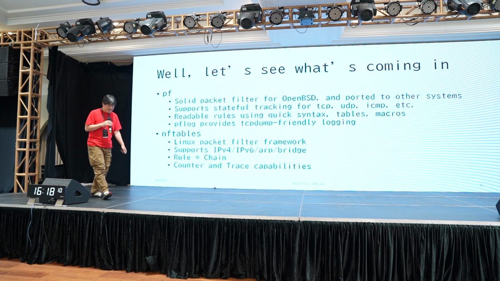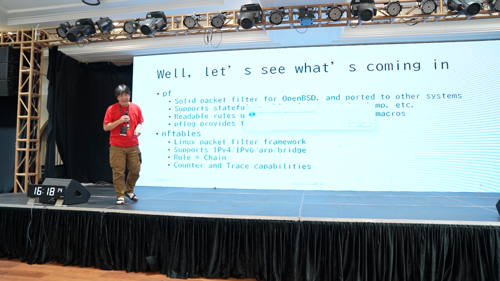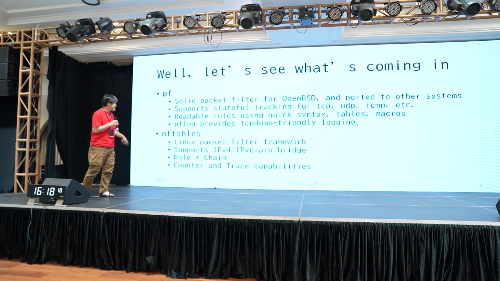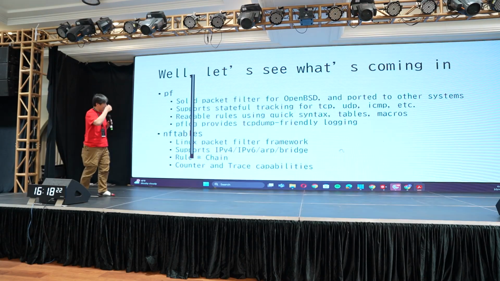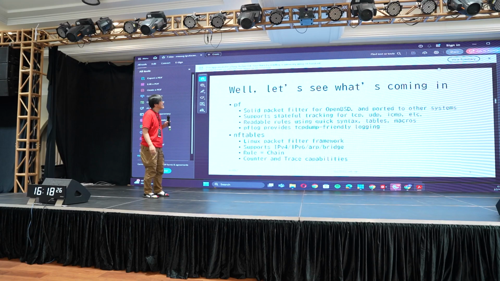So anyway, so I use the PF for my layer 3 incoming packet, and I use the NF table for the layer 2 bridging interface.